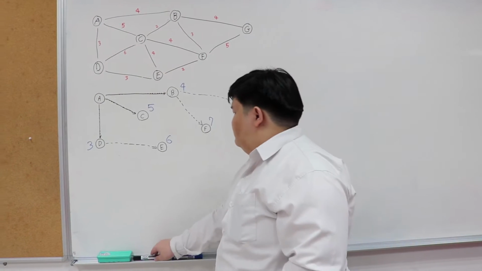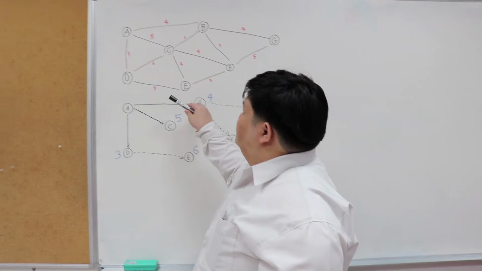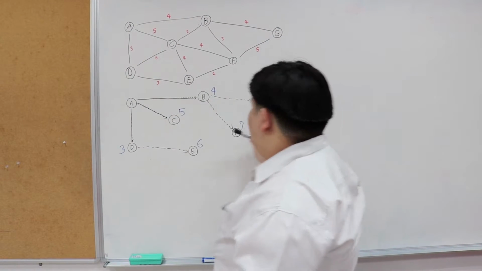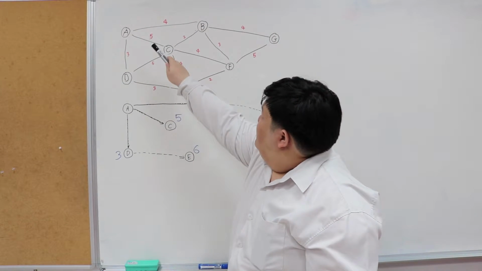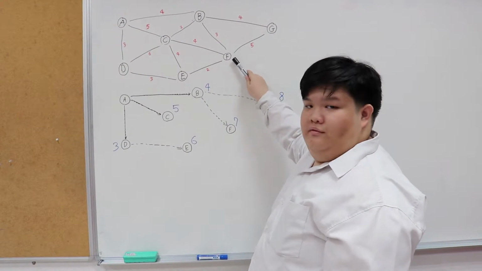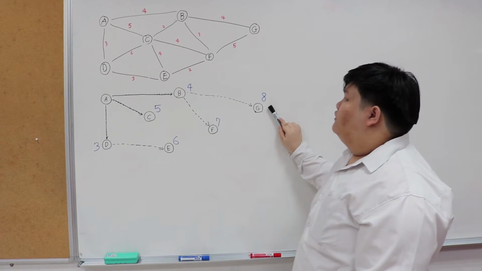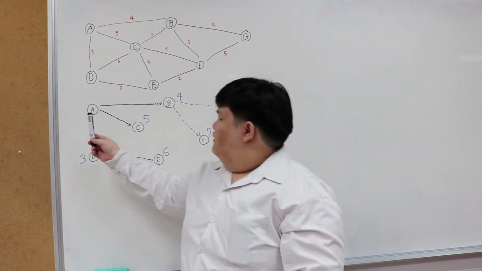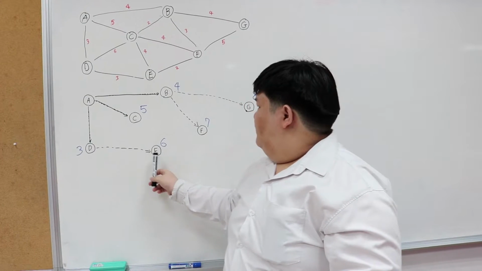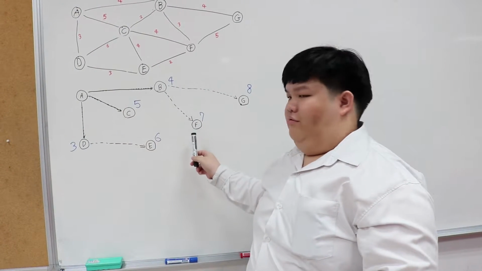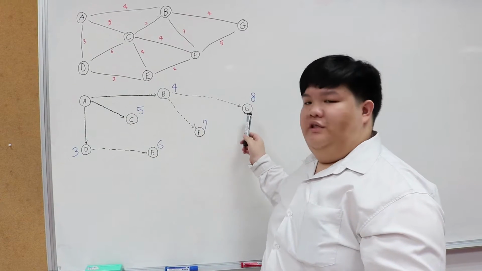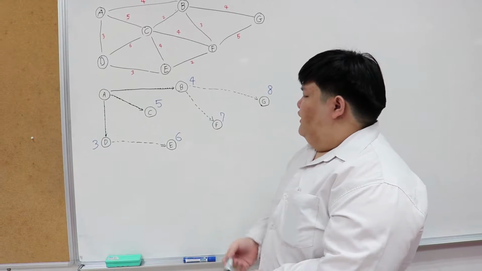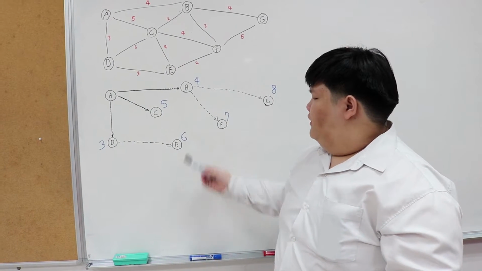So this number 6 is the sum of the cost from A to D to E. And this one is from A to B to F. And this one is from A to B to G. Next, we have A to D to E, A to B to F, and A to B to G, with the costs 6, 7, and 8. In this case, 6 is the lowest one, so we will go with this.